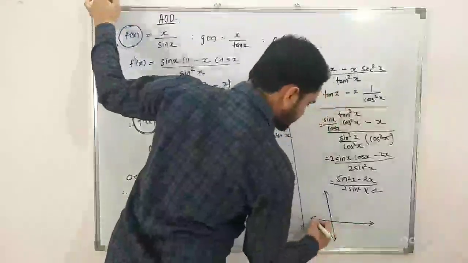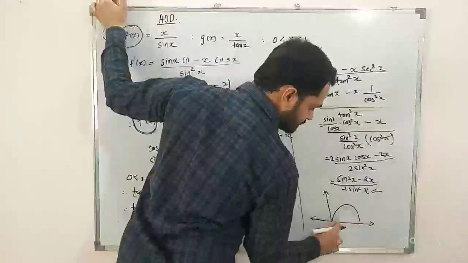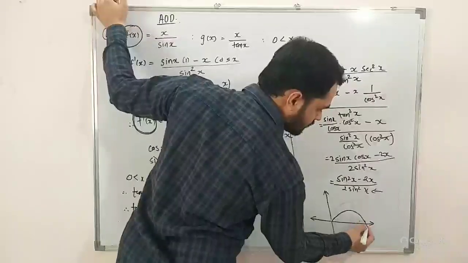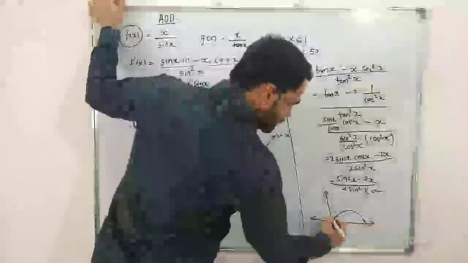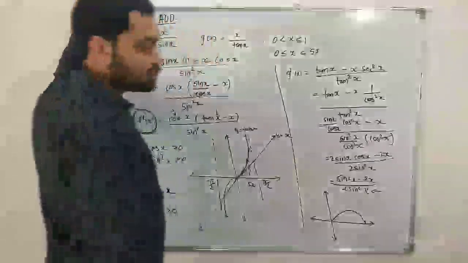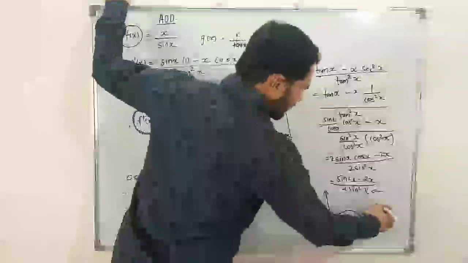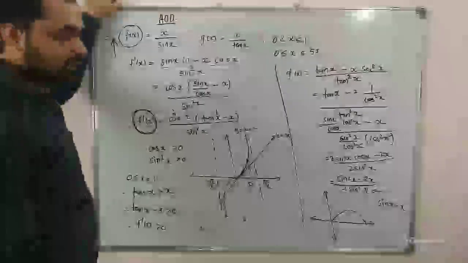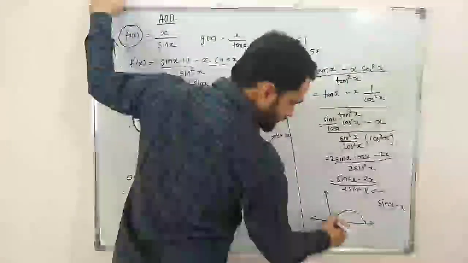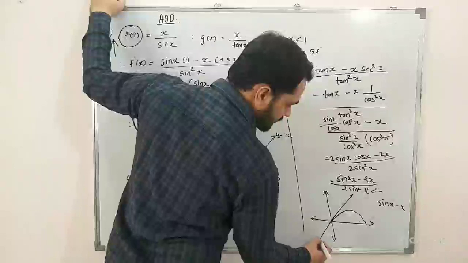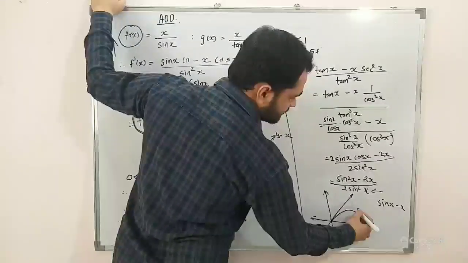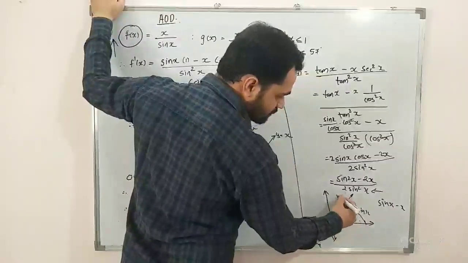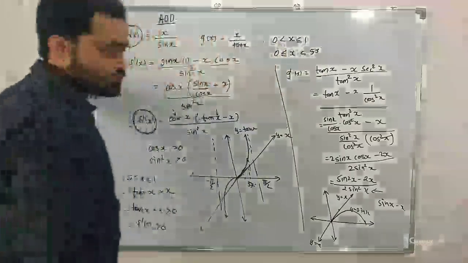So what is the curve of sin x? The curve of sin x is looking like this, right? And what is y equals 2x? Okay, we can also take it like this, sin x minus x, right? Because the angle here is the same, so here we take sin x minus x. So this is the line y equals x, and this is the curve y equals sin x. Here you can observe that the line y equals x is larger than y equals sin x.